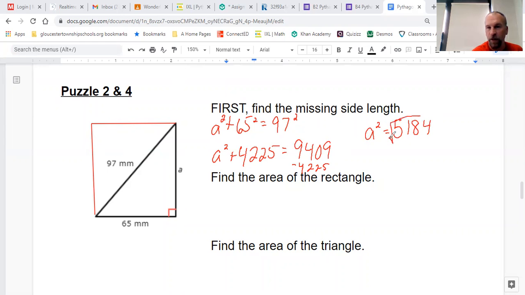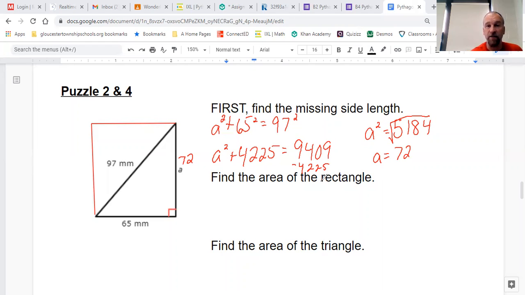And our last step is to do the square root. This is just working through the Pythagorean theorem to find that missing side. And a is equal to 72. So now I've got myself a measurement. And now I'm ready to find the area of the rectangle.